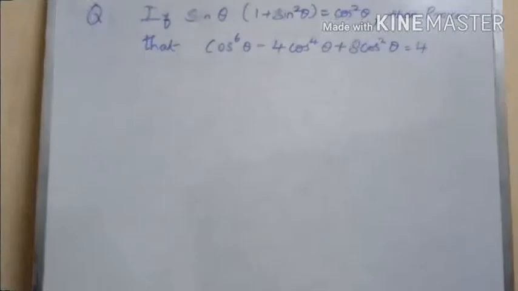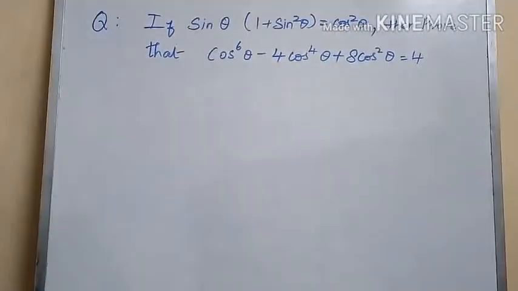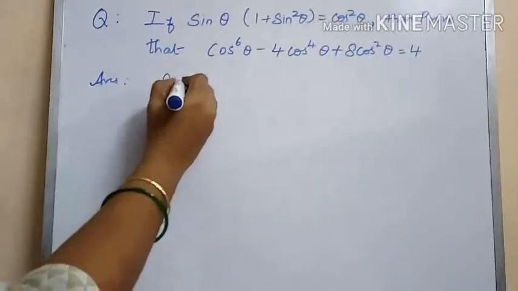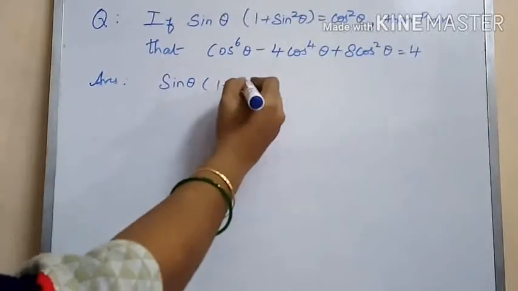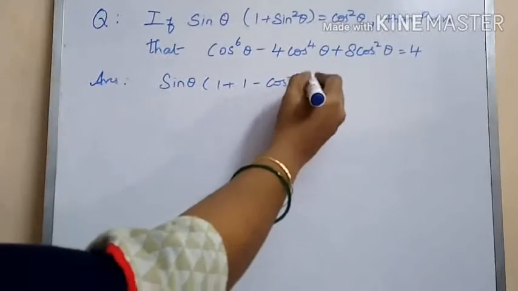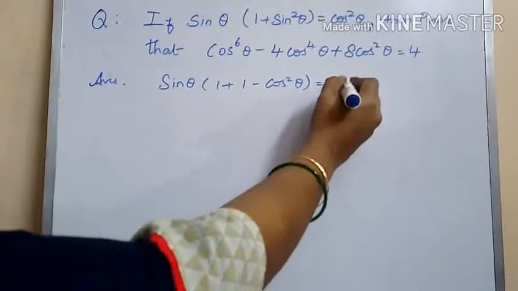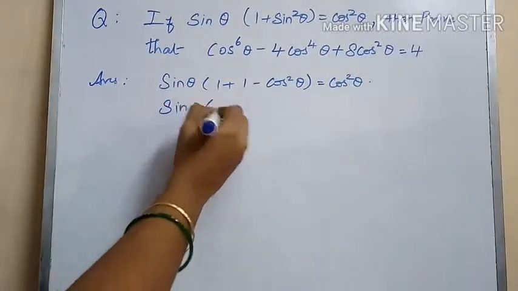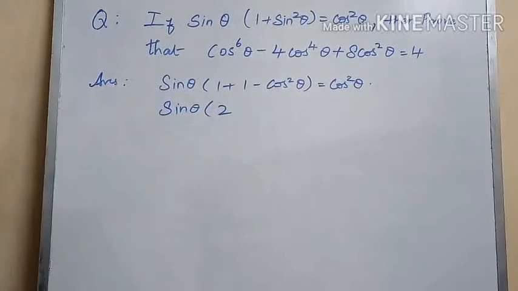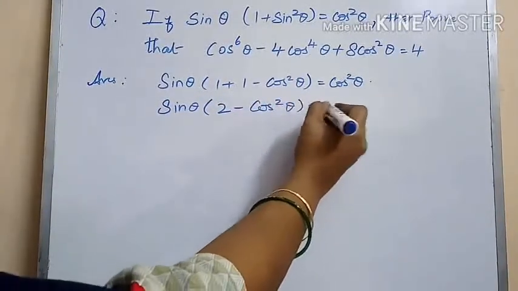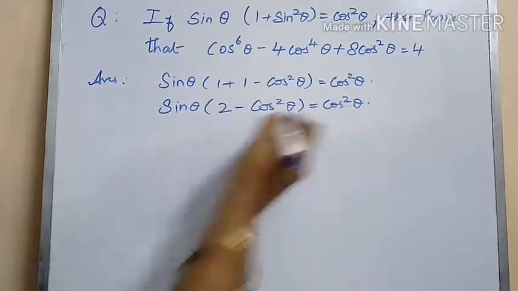Now the next problem we have here is: if sin theta into 1 plus sin squared theta is equal to cos squared theta, then prove that cos power 6 theta minus 4 cos to the power of 4 theta plus 8 cos squared theta is equal to 4. Here we are given that sin theta into 1 plus sin squared theta is equal to cos squared theta. So we can write sin squared as 1 minus cos squared. So in the next step we get sin theta into 2 minus cos squared theta is equal to cos squared theta.